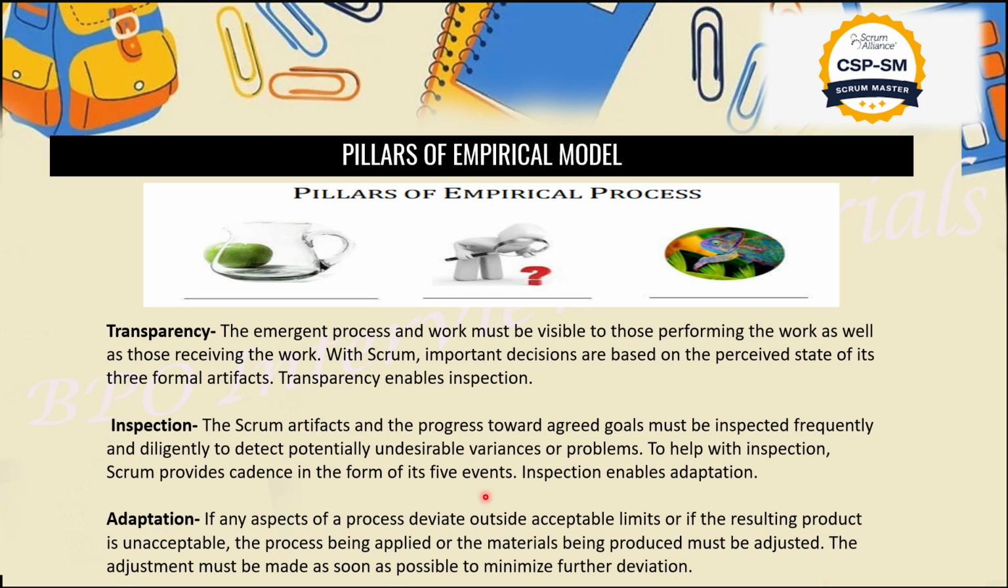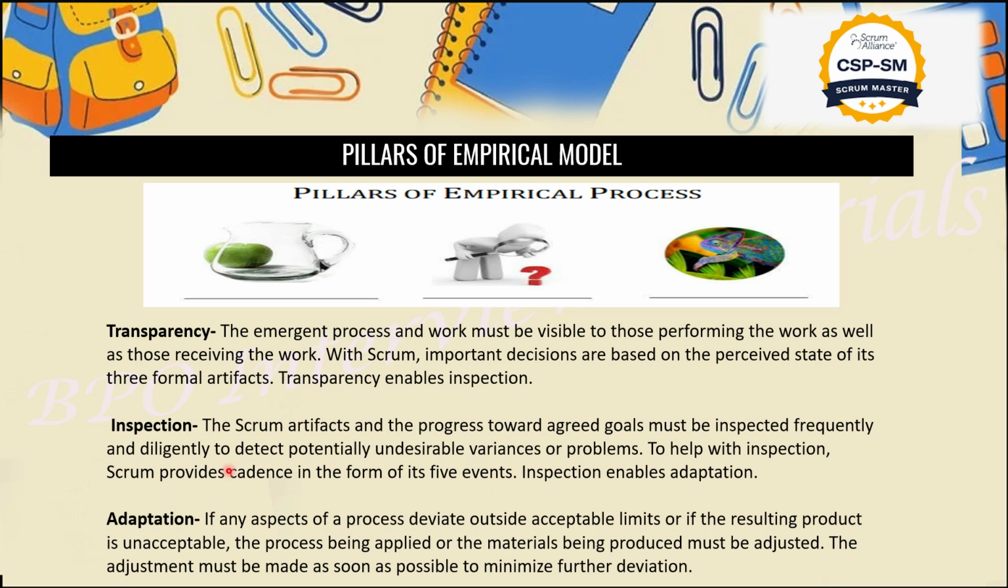So inspection will be done on a regular basis in all the Scrum meetings. Scrum artifacts and the progress towards the agreed goal must be inspected frequently and diligently to detect potential undesirable variance or problems, right? Whatever artifacts or increment they have generated, I'll explain what an increment and an artifact are in detail in our upcoming videos. For now, just understand that the piece of work we have completed will be inspected every time.